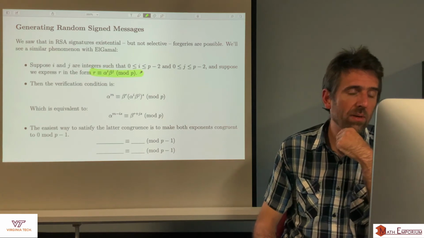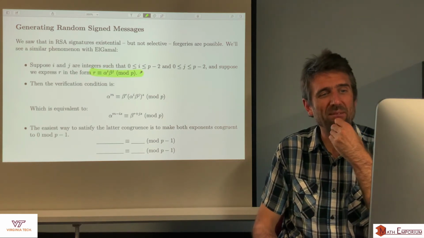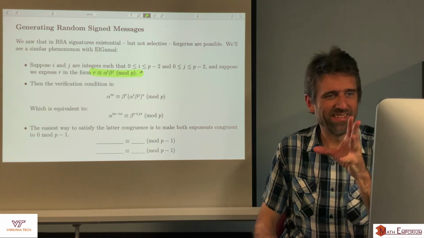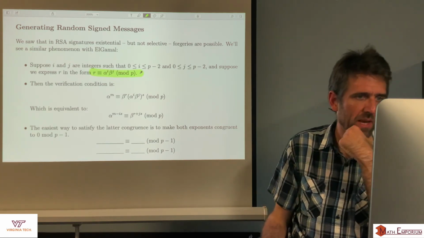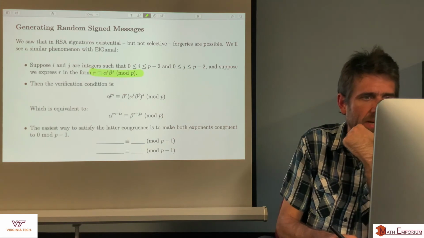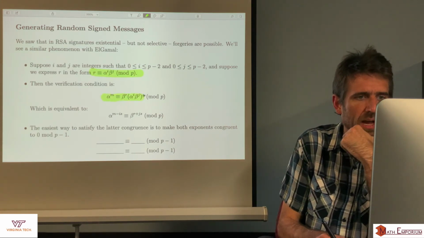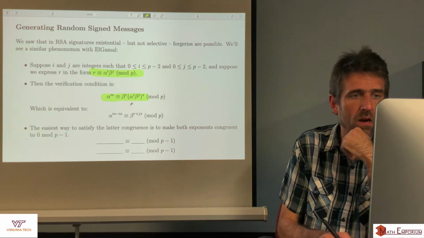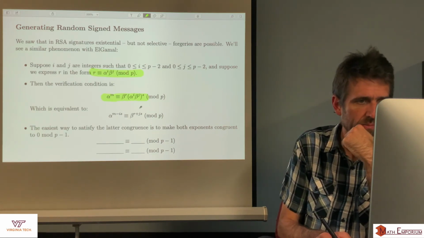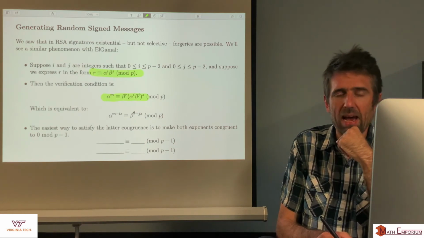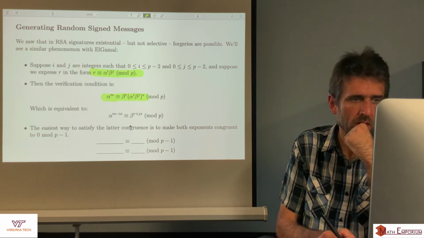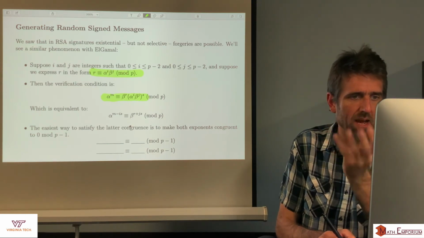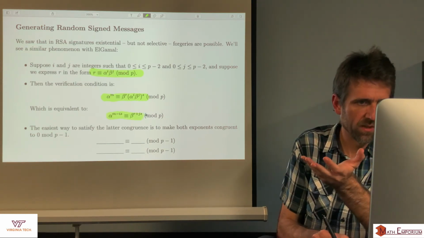And then the other reason we may want to do this is that we can put that verification condition all in terms of the bases alpha and beta. So the verification condition becomes alpha to the m is congruent to beta to the r times r to the s, but then r is alpha to the i, beta to the j. And then if I just collect powers of alpha and beta, this becomes alpha to the m minus is is congruent to beta to the r plus js mod p.